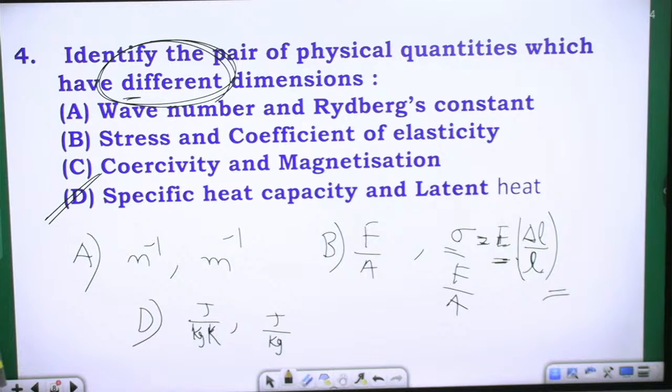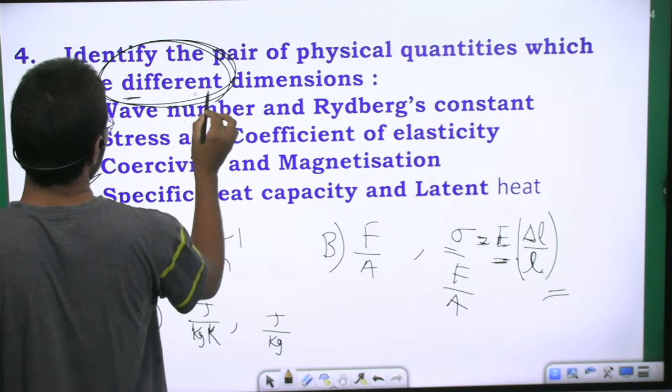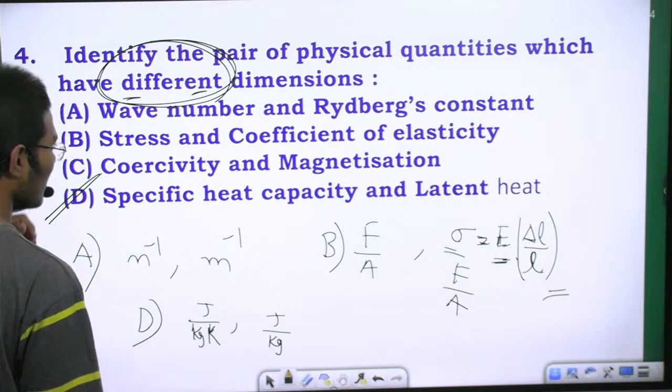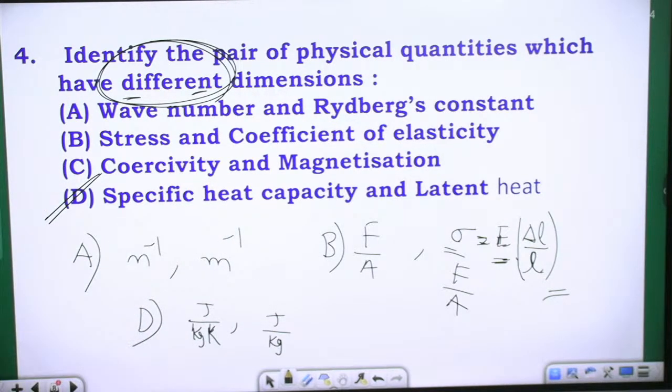So the question is to identify the pair of physical quantities that have different units. Even for option C, magnetization and coercivity have the same units. If you go back to the magnetization chapter, they have a similar relation, so they have the same units. So D is the only option where we have different units.